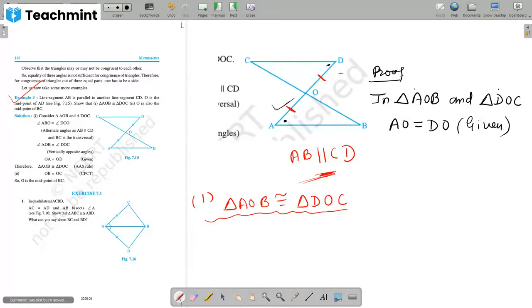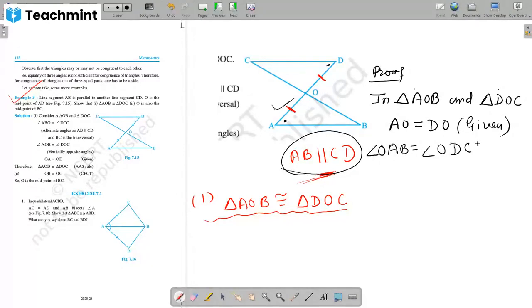Alternate interior angles. Very good. So directly it is not given in the question. Directly they did not say they are equal, but we are given that AB is parallel to CD. So we can use that property of parallel lines. And when you observe, you will find that these two angles, angle OAB is equals to angle ODC. Okay, they are equal.